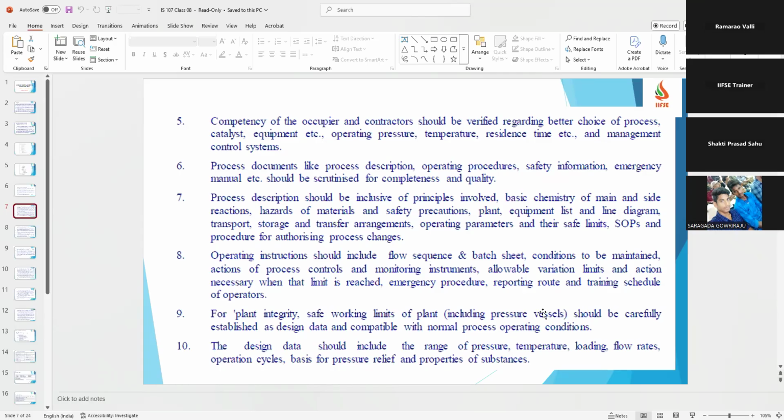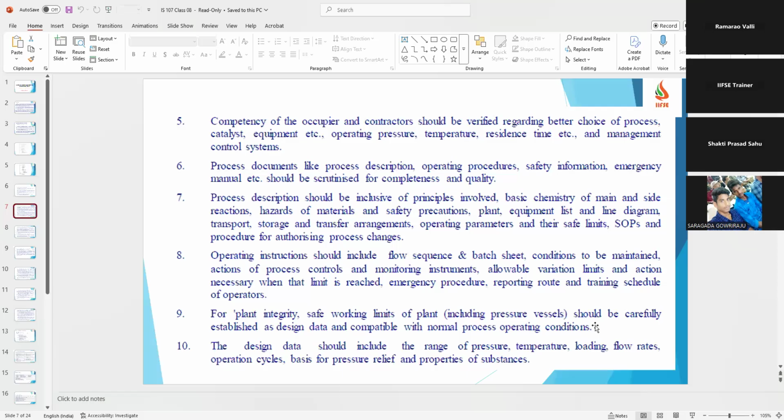Then for the plant integrity, safe working limits of the plant, including pressure vessels, should be carefully established as design data and compatible with normal process operating conditions. Even pressure vessels are very important. We have to maintain them at the safe working limits for the sake of plant integrity, and it has to be compatible with the other operating conditions. It means it should match with the other operating conditions.